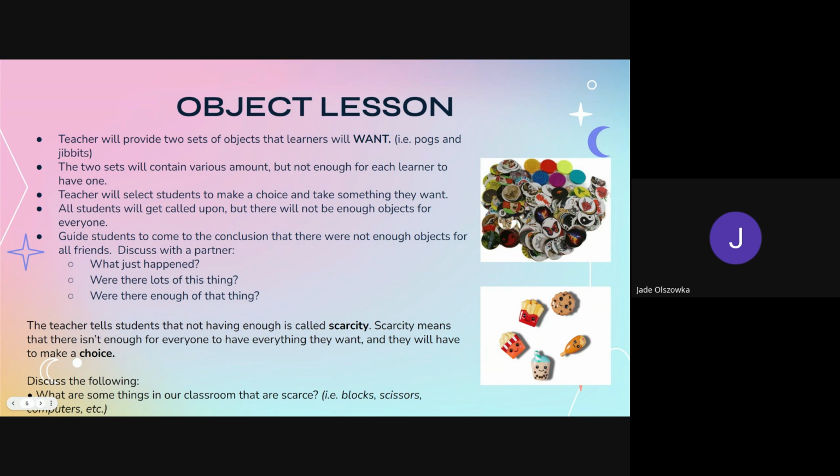The teacher would then guide students to discuss with a partner or with the class what just happened. Were there enough for everyone to have both toys or just one? The teacher would explain not having enough is called scarcity. Scarcity means there isn't enough for everyone to have everything they want, and they will have to make a choice. The teacher would follow up and ask students, what are some things in our classroom that are scarce? Some answers we thought were toy blocks, scissors, and computer devices.